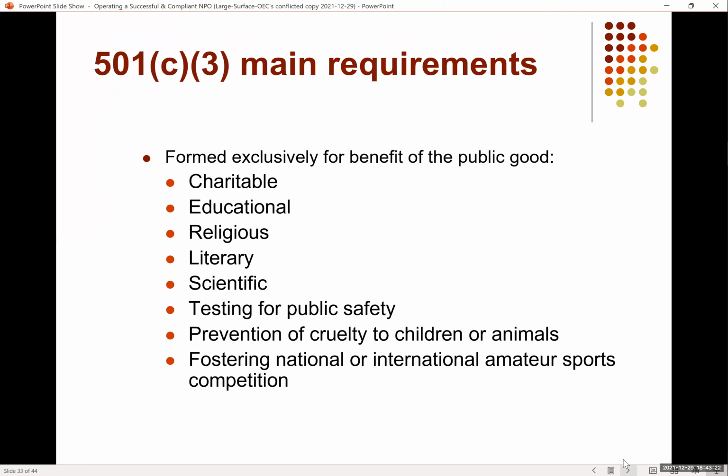Again, these are the requirements. You have to have a function or a mission that falls under these parameters, and it has to be something that's exclusively for the benefit of the public good. If your activity or your mission falls under these categories... now if you're religious, such as a church or ecclesiastical organization, because of the principle of separation of church and state, you do not have to file a full 501c3. You're already tax exempt because you're an ecclesiastical organization.